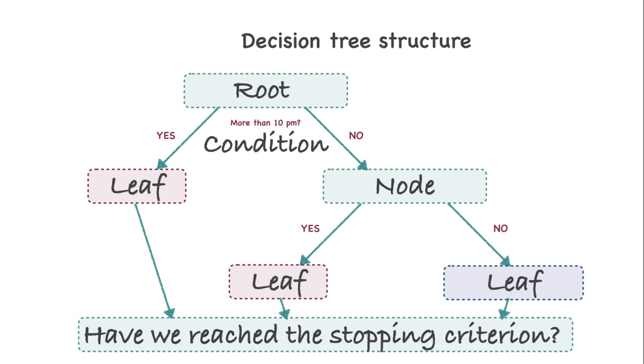Decision tree structure: you have a root. Yes. Will you move forward or no? Leave. More than 10 p.m. Condition is no. Will you move forward or not? Yes. Will you move forward or not? Leave. No. Will you move forward or no? We have reached the stopping criterion. Leave. Okay.